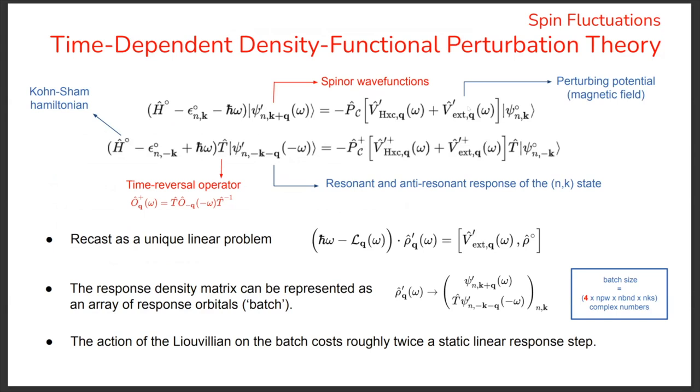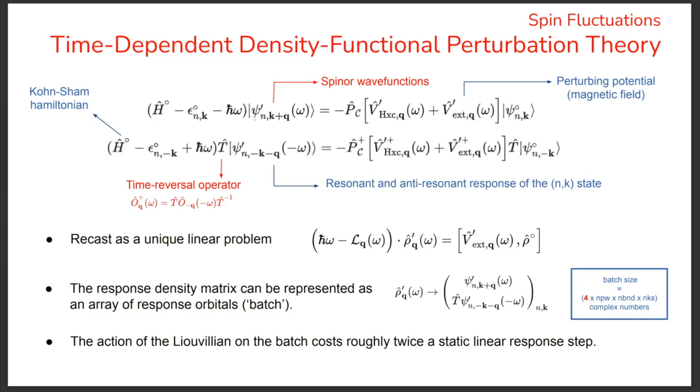And also, since we are dealing with magnetic systems and we want to include spin orbit coupling, we work directly in a non-collinear framework. So these functions are now spinor wave functions, the response functions in the turbo_magnon code. So you have up and down components. This means the rest is the same.